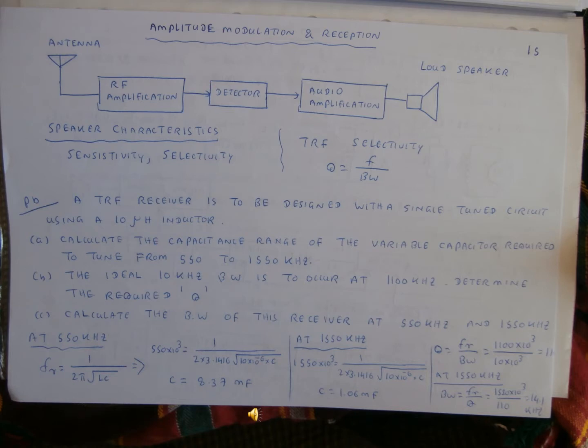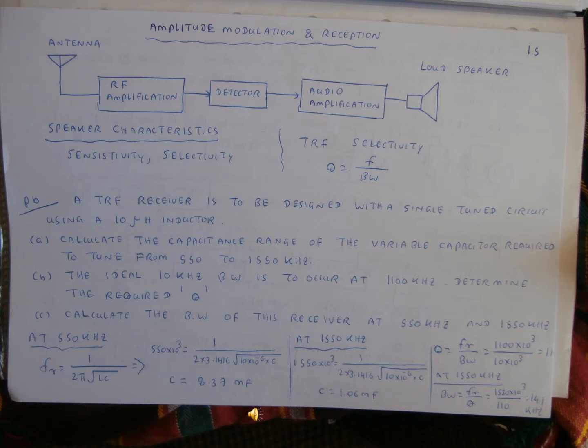The next one is the amplitude modulation reception circuit. In this case, you see the antenna. The antenna receives the signal, and these signals pass through the radio frequency amplification stage, and then through the detector, and then the output goes to the audio amplification. The audio amplification output waveforms are connected to the loudspeaker. We also know about the receiver characteristics, which are sensitivity and selectivity. The sensitivity is equal to f0 divided by the bandwidth.